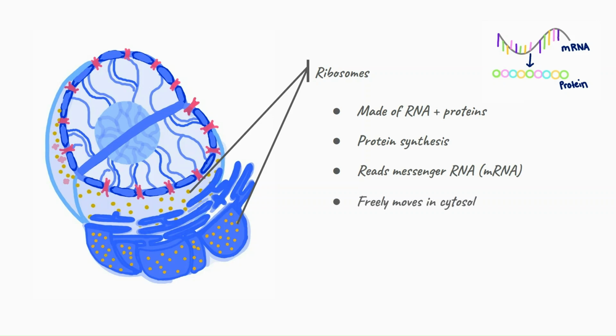There are usually 3 locations for ribosomes. Either they freely move around in the cytosol, or like in this example, they are bound to the rough ER. And you can also see on the surface of the nucleus, they are bound to the nuclear envelope.